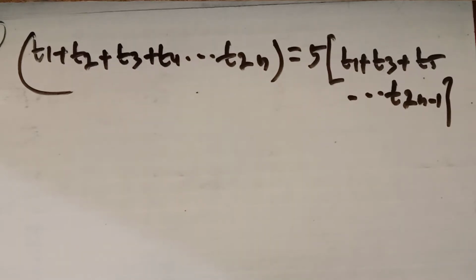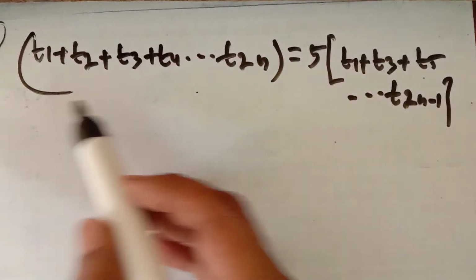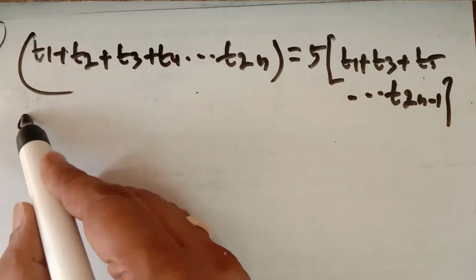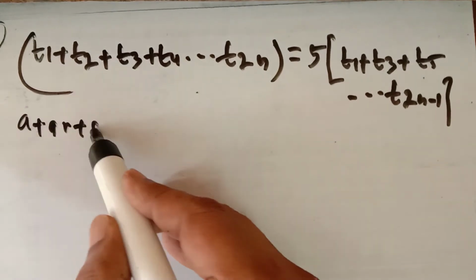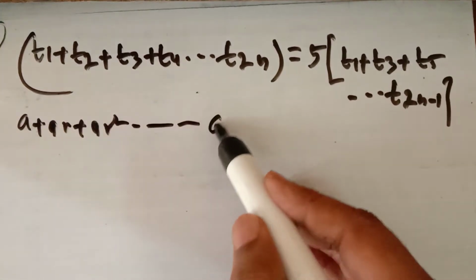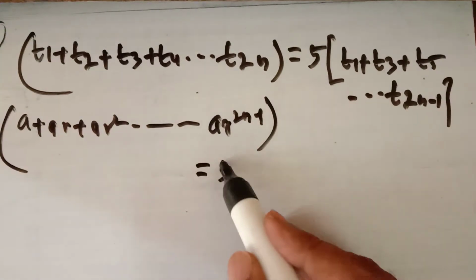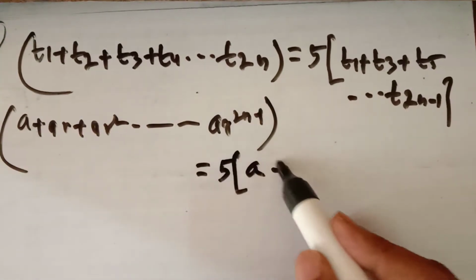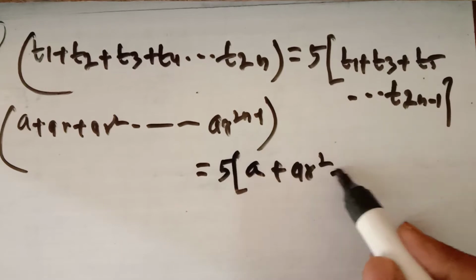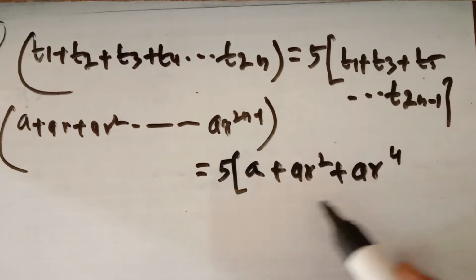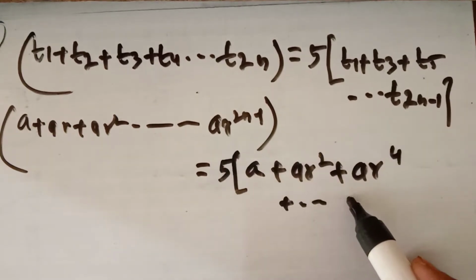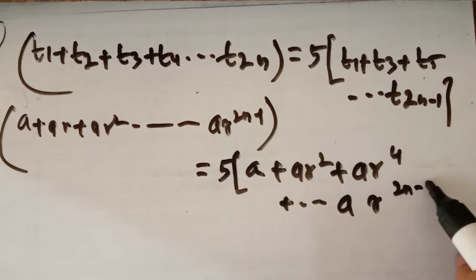So it is given. Now you can easily put the values of this as A plus AR plus AR square up to AR to power 2n minus 1, and it is equal to 5 times. The first term is A, the third term is AR square, the fifth term is AR raised to power 4, and the last term will be AR raised to power 2n minus 2. It is given.